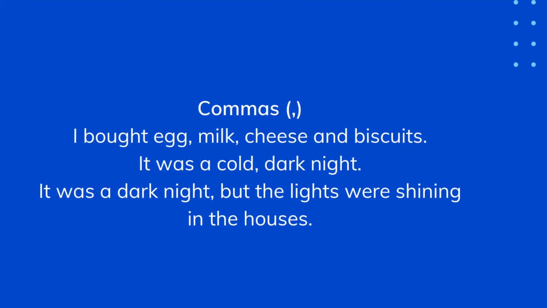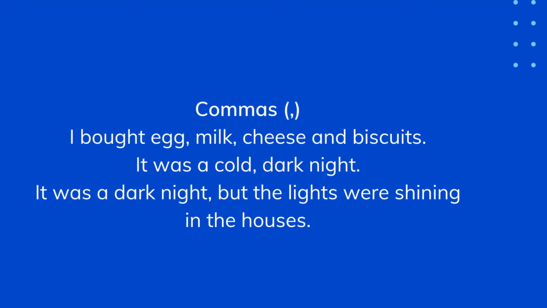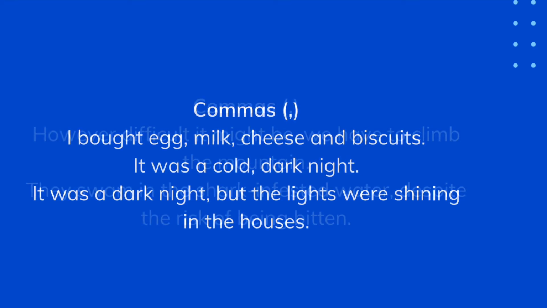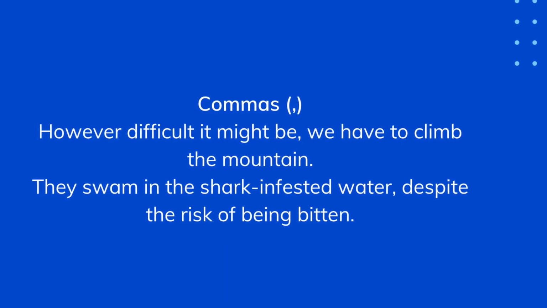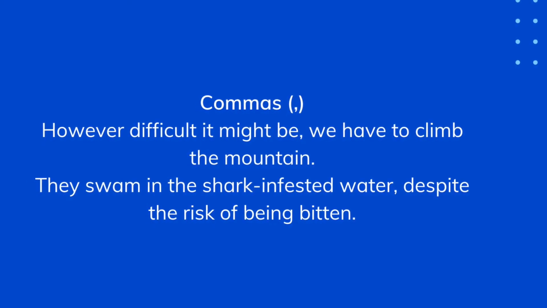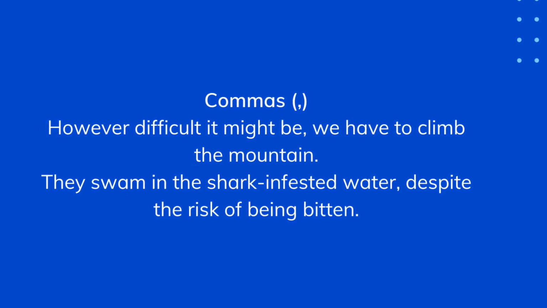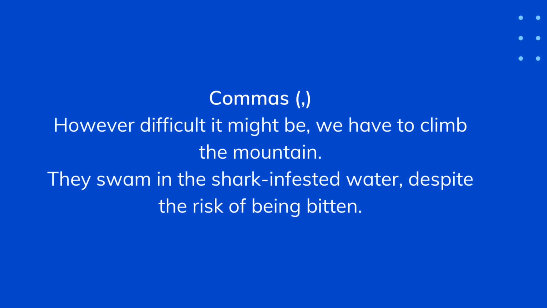To connect two independent clauses with connecting words, such as and, but, or, yet. For example, it was a dark night, but the lights were shining in the houses. After a subordinating conjunction, or a clause beginning with words such as although, because, however. For example, however difficult it might be, we have to climb the mountain.